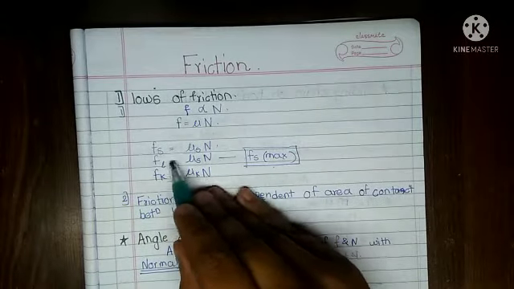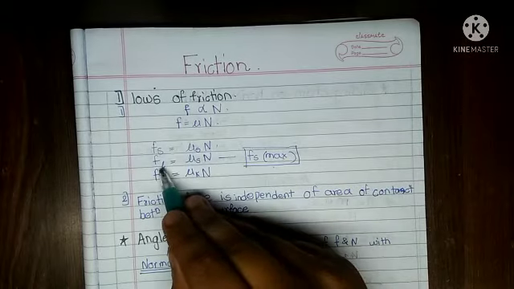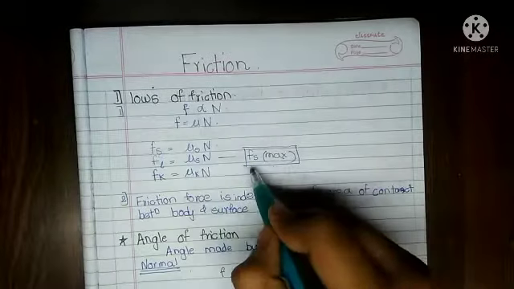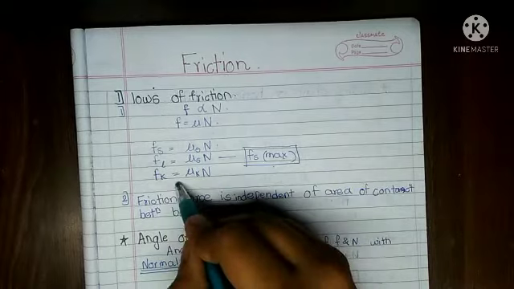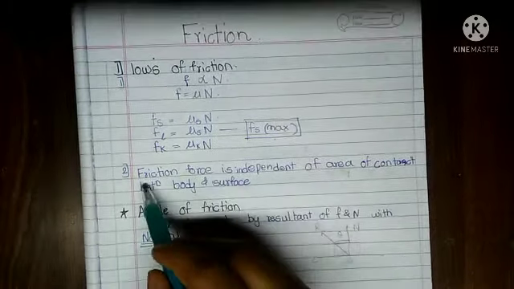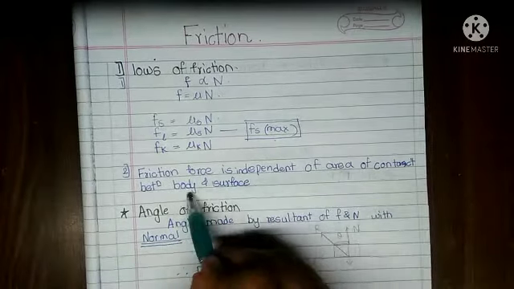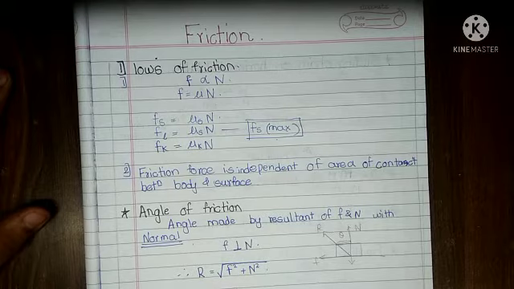Static friction is directly proportional to mu s N. Limiting friction is directly proportional to mu s N, which is also called Fs max. Kinetic friction is directly proportional to mu k N. Frictional force is independent of area of contact between body and surface. That is, frictional force does not depend on the area of contact between the body and the surface.